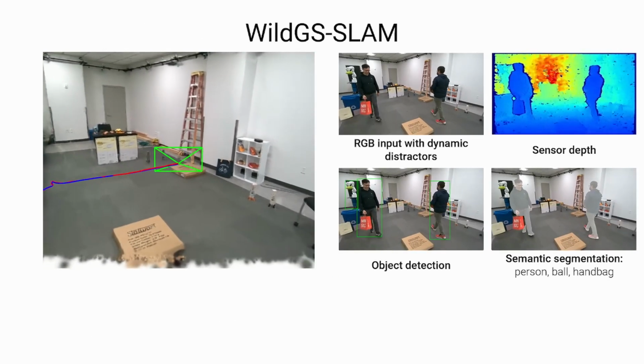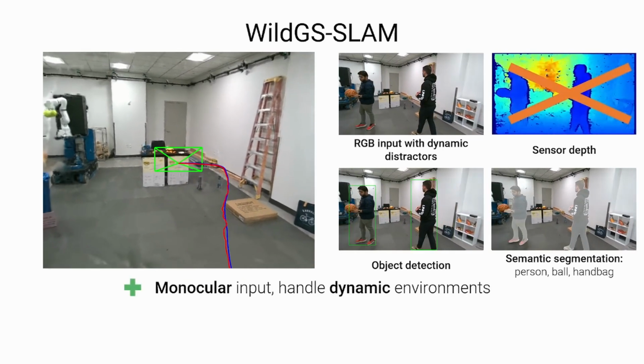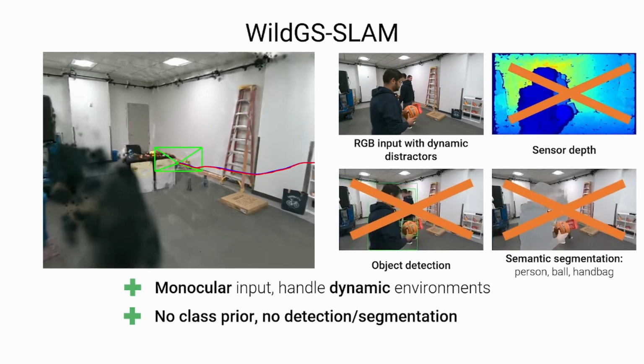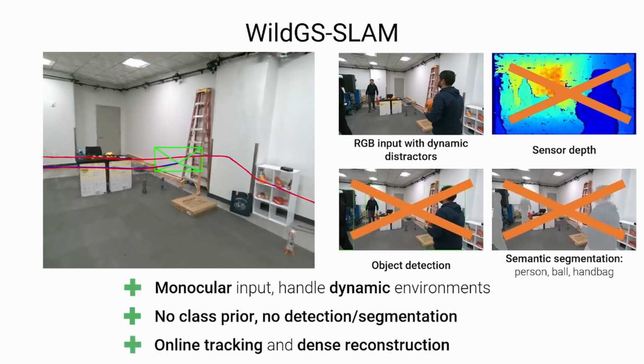Our WildGS-SLAM efficiently handles dynamic environments using only monocular input. It operates without the need for any class priors, object detection, or semantic segmentation. Additionally, it enables online tracking and dense reconstruction.